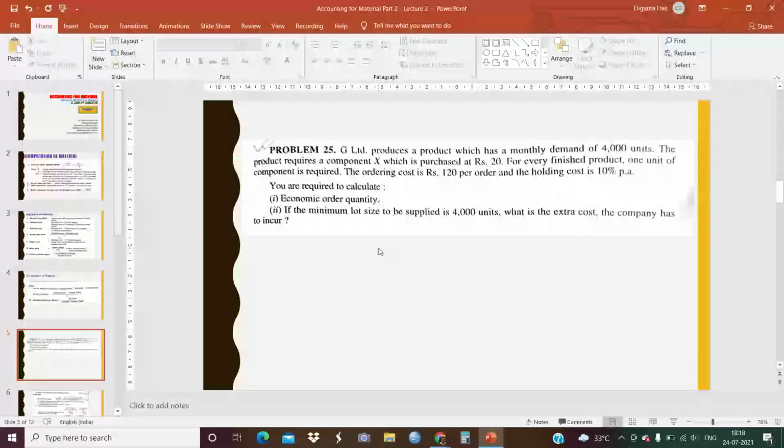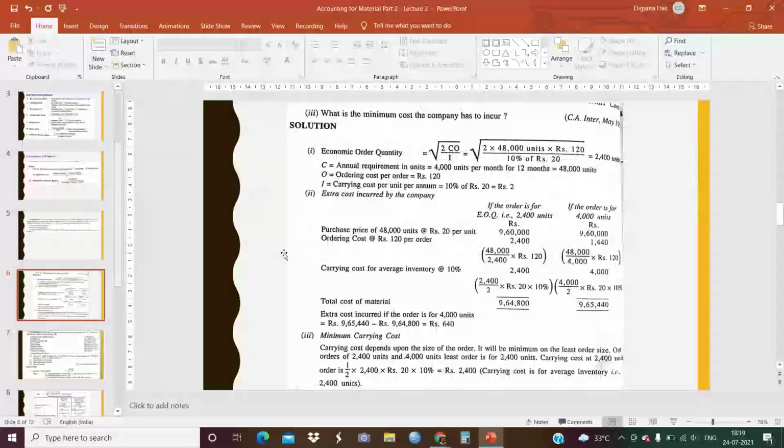Then, if the minimum lot size to be supplied is 4,000 units, what is the extra cost the company has to incur? And then, what is the minimum cost the company has to incur?